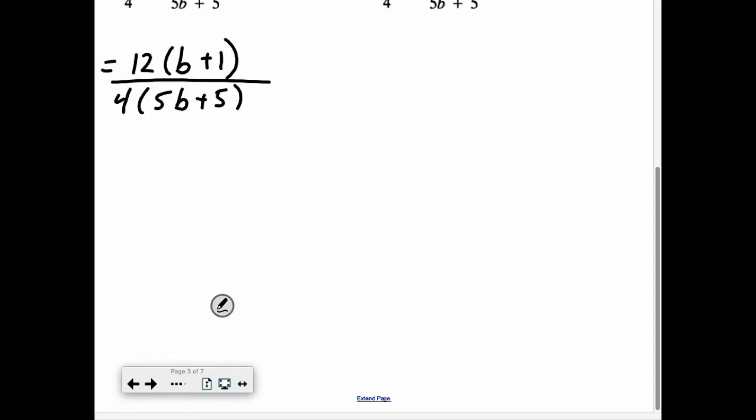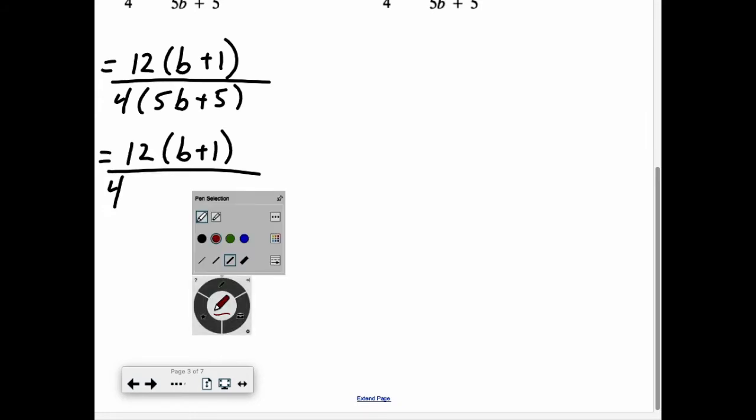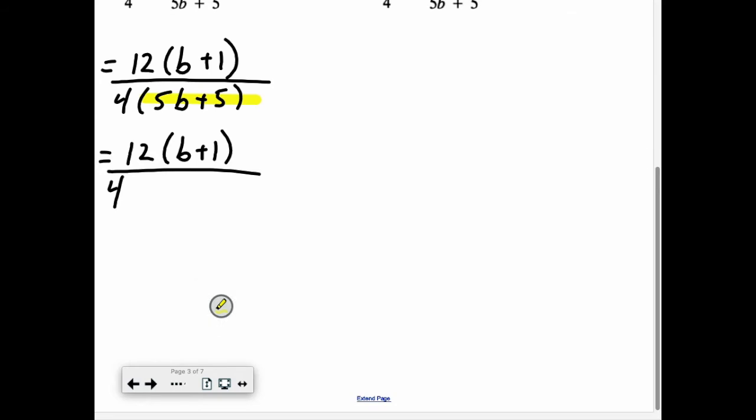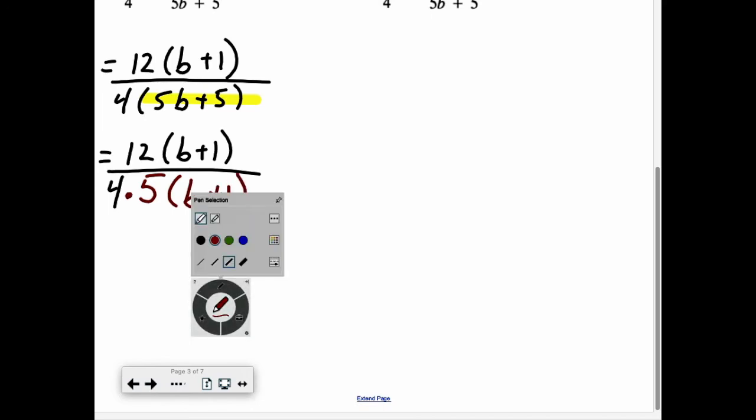So, I can't break down my numerator anymore. It's just going to be 12b plus 1. I can break down my denominator a bit more. That 4 is going to stay, but I can break down this expression using GCF. And that's going to become 5 times b plus 1. Again, that was just GCF. The other expression, I'm going to color code it so we know what's going on.